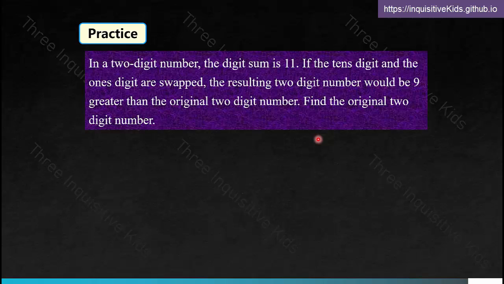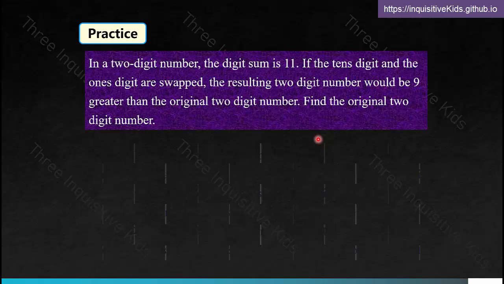Practice. In a two-digit number, the digit sum is 11. If the tens digit and the ones digit are swapped, the resultant two-digit number would be 9 greater than the original two-digit number. Find the original two-digit number. Now I want you to pause the video, and from the experiences and the steps you gained from the previous problems, try to solve this word problem yourself.